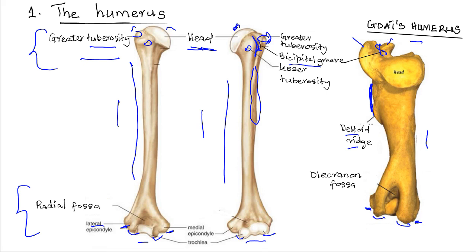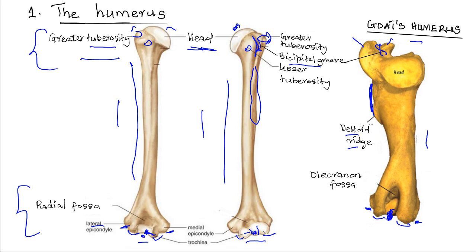Then a second distinctive feature at the distal end is the groove, a depression known as the trochlea. This one here is the trochlea. In the goat, this region is the trochlea. The trochlea is the depression for articulating with the sigmoid notch of the ulna, forming a hinge joint.